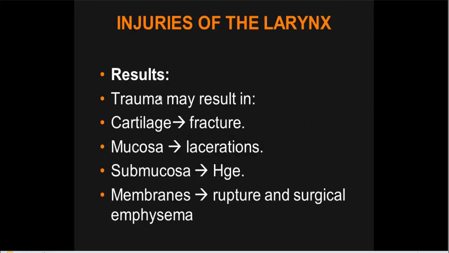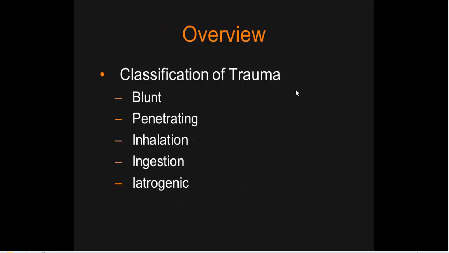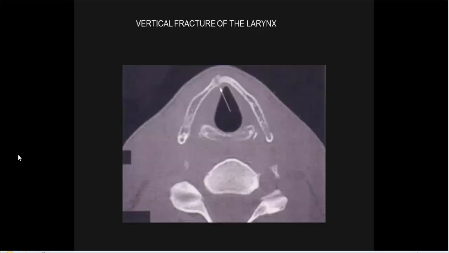Injuries of the larynx. We talk about trauma of the larynx. It results from direct trauma, blunt or penetrating. Trauma results in cartilage destruction, fracture, mucosal laceration, submucosal hemorrhage, membrane rupture, and surgical emphysema. Classification of trauma: blunt, penetrating, inhalation, ingestion, iatrogenic.